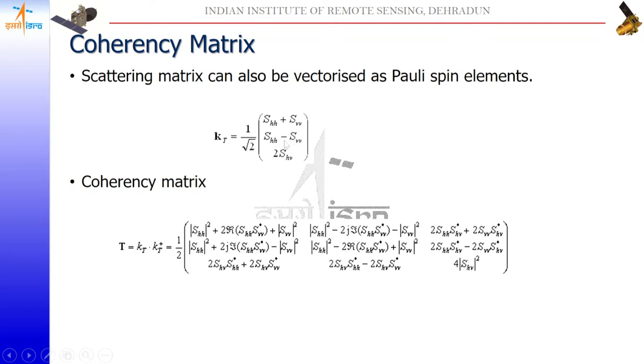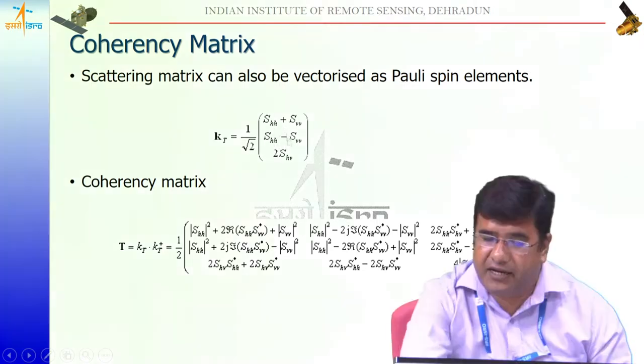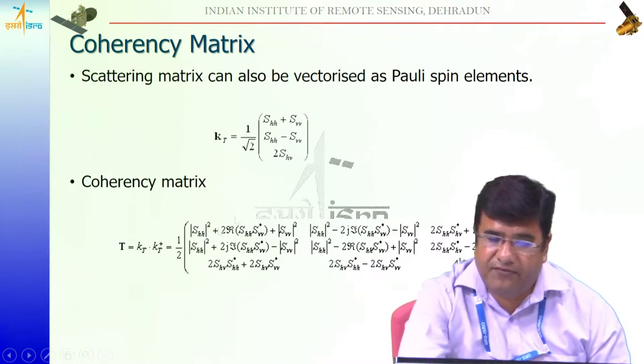There will be one bounce more, so there is a phase difference between the HH and VV polarization. If we subtract this one, we can get a response for the even bounce. So that is the odd bounce, this is the even bounce, and HV is the volume scattering. So we have vectorized like this, and again we are doing the matrix multiplication of these vectors and getting the 3 cross 3 matrix.